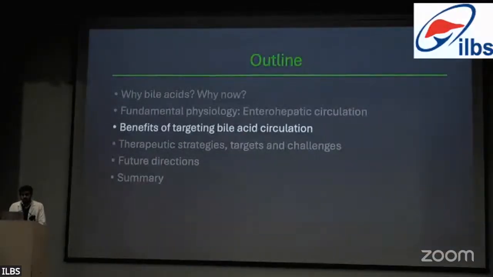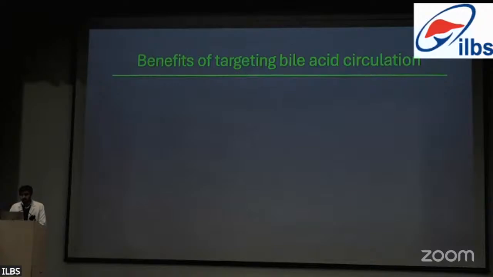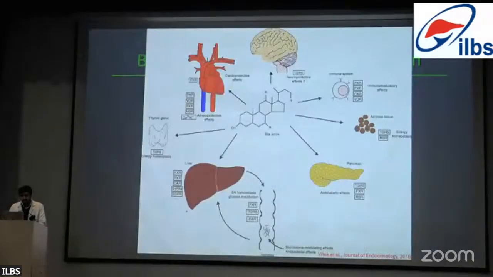So what are the benefits of targeting bile acid circulation? What are the functions of bile acid? We'll briefly discuss this. We already know that bile acids have a detergent function and they help in absorption of fat, but they also play a role in different organs.